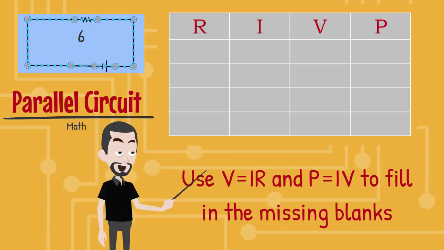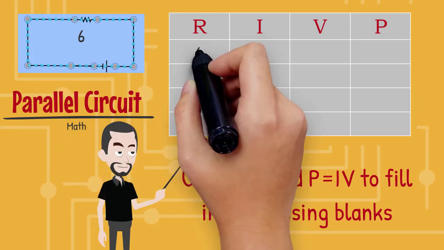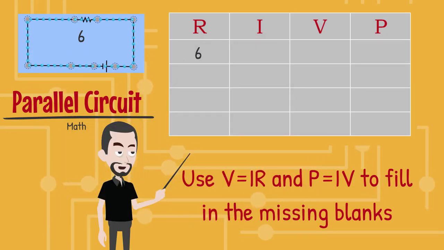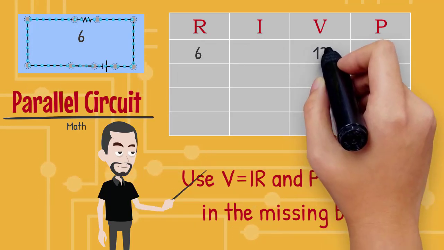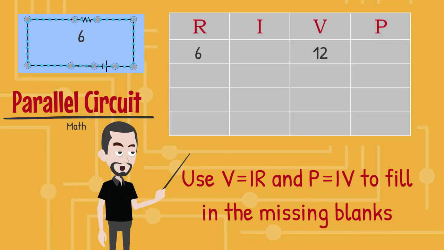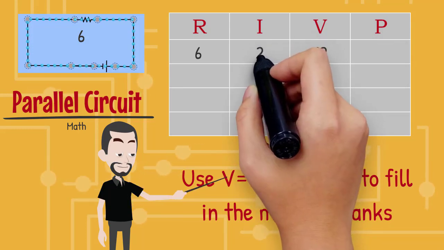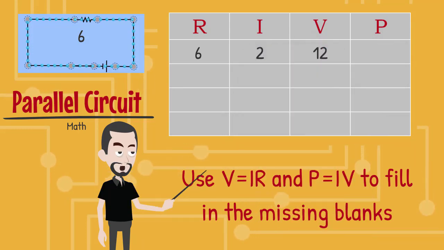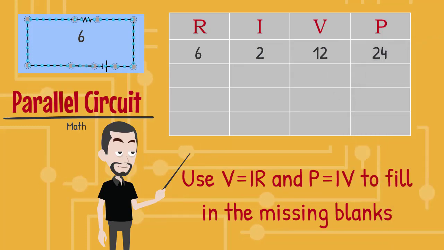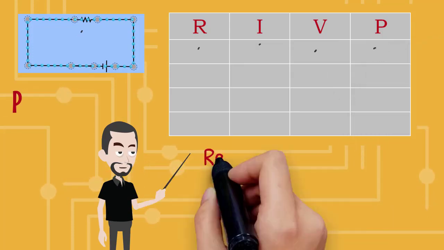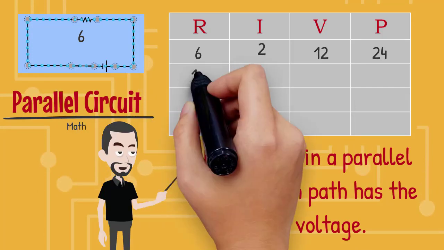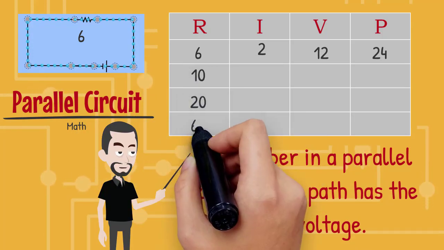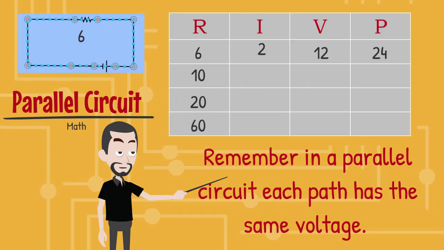So now that we figured out that the equivalent resistance is 6 ohms, we'll place that in our RIVP table, the top left. We know the battery is still 12 volts, so using Ohm's law, we can figure out there must be 2 amps of current. We can then figure out the amount of power used. 2 times 12 is 24 watts. The real circuit we used had a 10, 20, and 60 ohm resistor, so we're going to fill those in for the actual resistors of the circuit.